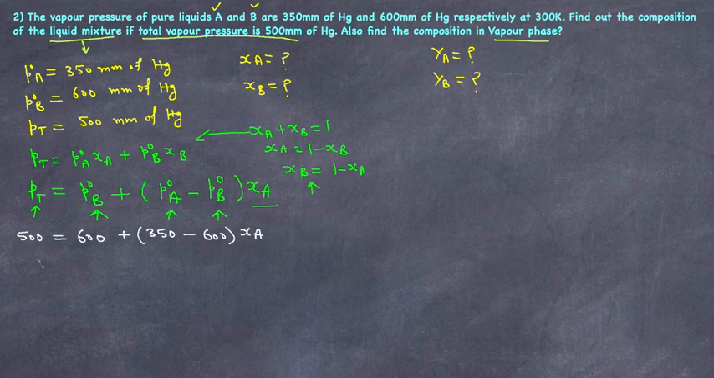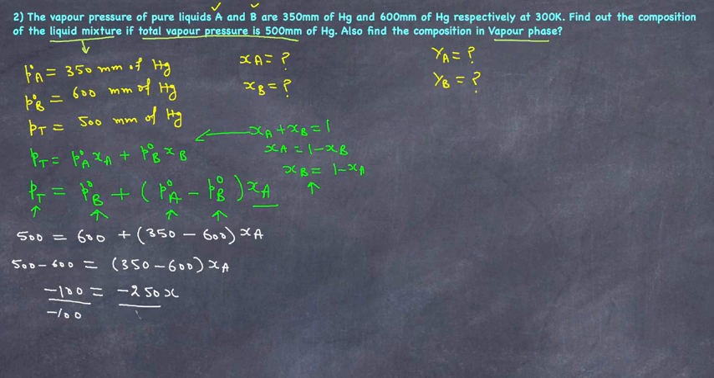Now subtract 600 from both sides, so this gives me 500 minus 600 is equal to 350 minus 600 times XA, because the 600 here will cancel out. So this gives me negative 100 is equal to negative 250 XA. Then we can divide both sides by negative 100.